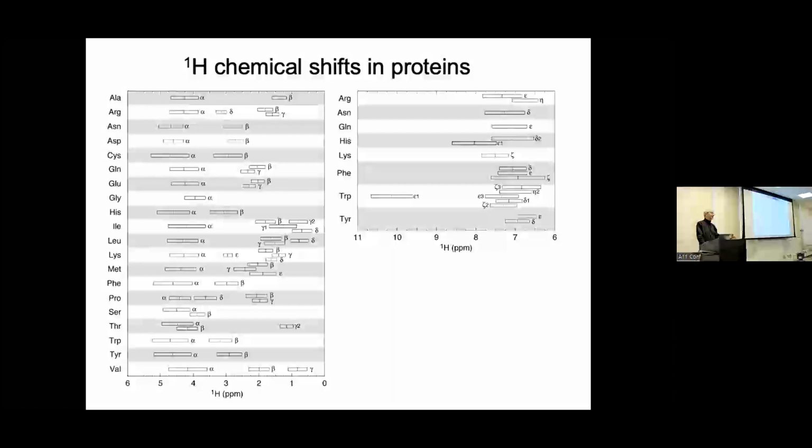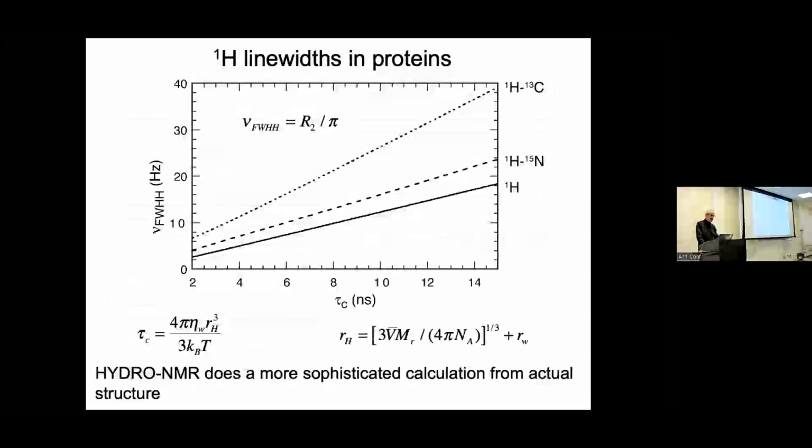So this is an idea of where the shifts are, where the shifts are, what the coupling constants are. That would be called the first order spectra, the positions of the lines. The second order spectra is the widths of the lines, and we'll spend a lot of time talking about widths when we talk about relaxation. But more or less, line widths in solution are strongly dependent on the overall rotational correlation time of the protein.